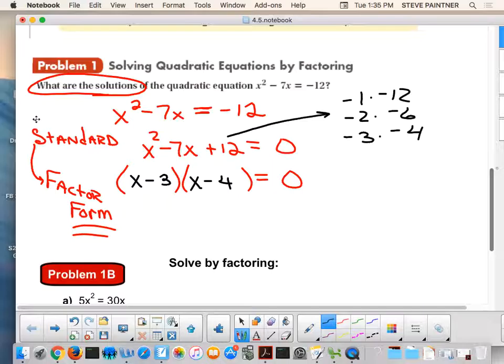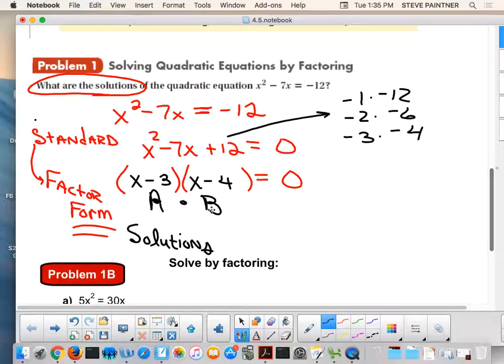Standard form, set it equal to 0. Factored form, you factor it. Now, here it comes, last thing. What are the solutions? Well, do you guys realize I'm asking you this? When will A times B equal 0? When either this is 0 or whenever this is 0, right? And I know you guys can probably do this in your head. What's the answer here? 3. 4. Done. That's the answer.